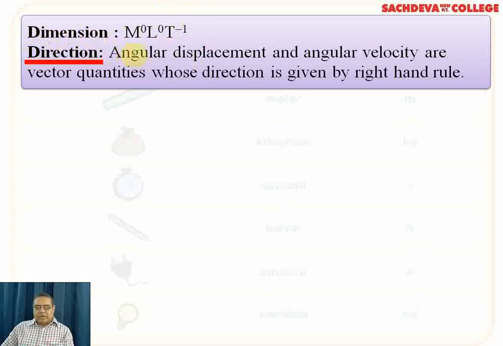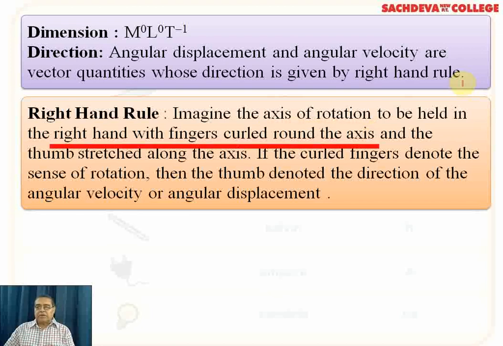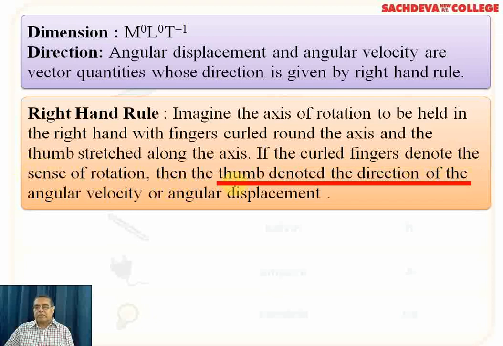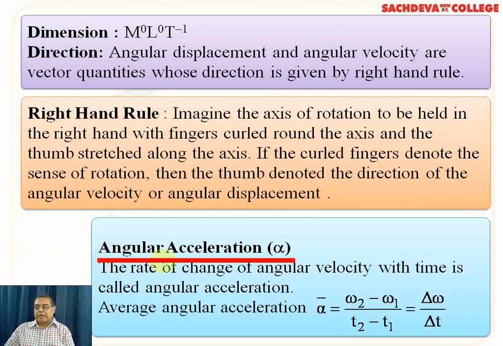The direction: angular displacement and angular velocity are vector quantities whose directions are given by the right-hand rule. We have earlier discussed the right-hand rule. That is, imagine the axis of rotation to be held in the right hand with fingers curled around the axis and the thumb stretched along the axis. If the curled fingers denote the sense of rotation, then the thumb denotes the direction of angular velocity and angular displacement. Now, what is angular acceleration?